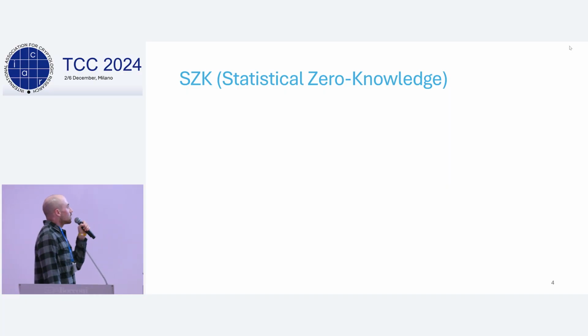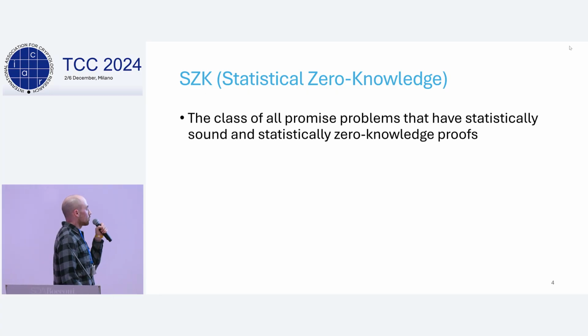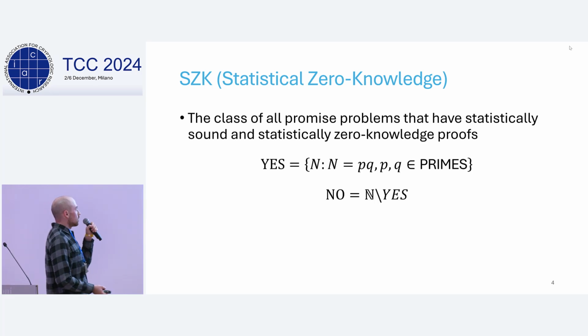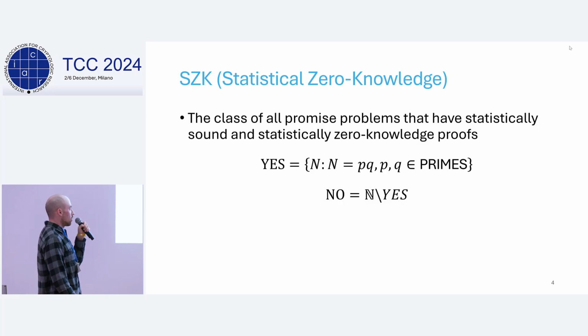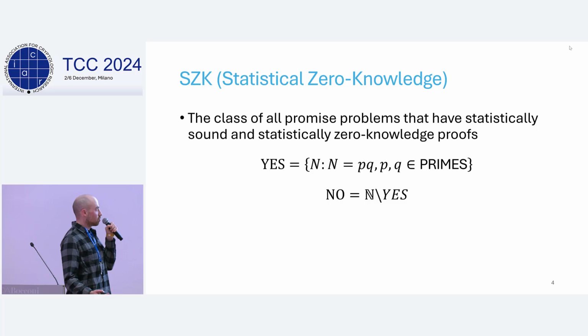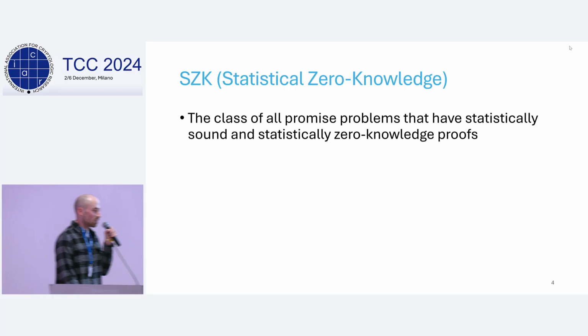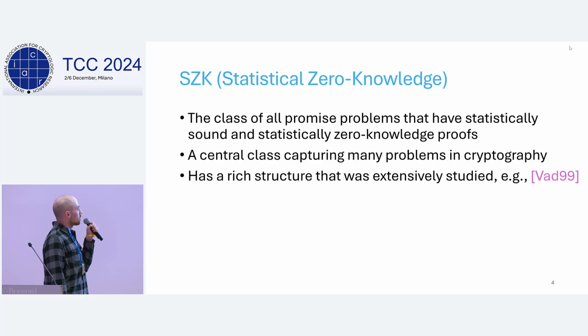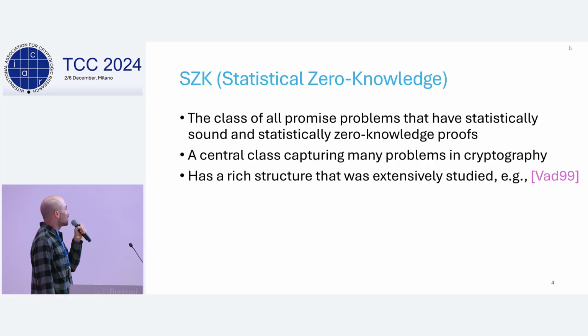Okay, so when we talk about these kinds of protocols, it's worth mentioning SZK. It's the class of all problems that have such proofs. And when I say problems, I just mean problems that are defined by two disjoint sets. For example, in our RSA public keys problem, the YES instances will just be numbers that are products of exactly two primes. And this is a central class that captures many problems in cryptography, for example, our RSA public keys problem. It has a rich structure and was extensively studied, for example, in Vadhan's PhD thesis, which is highly recommended, at least by my thinking.